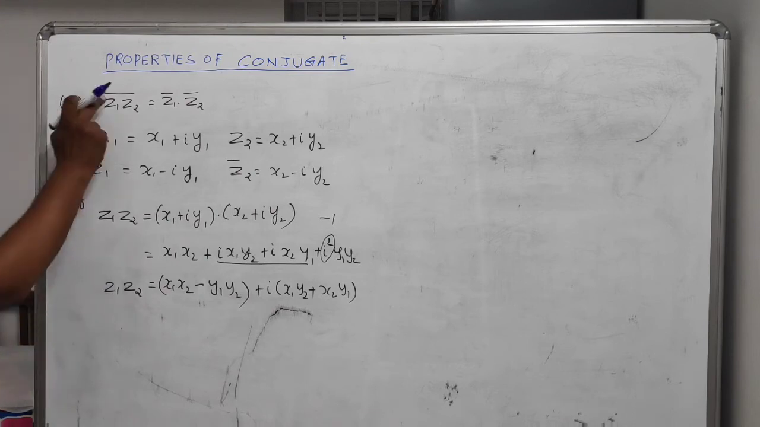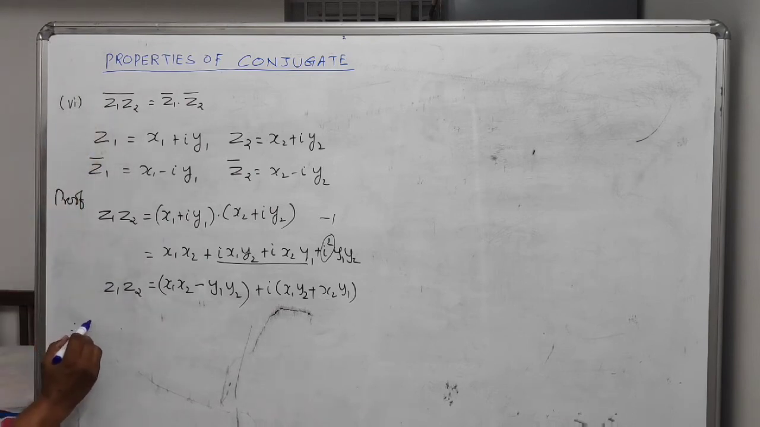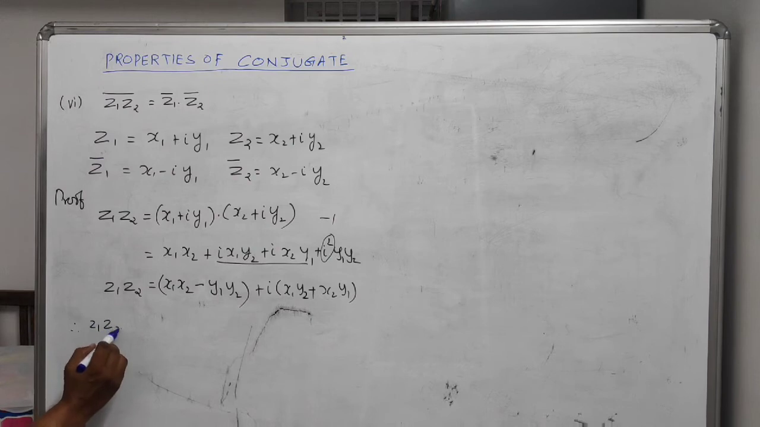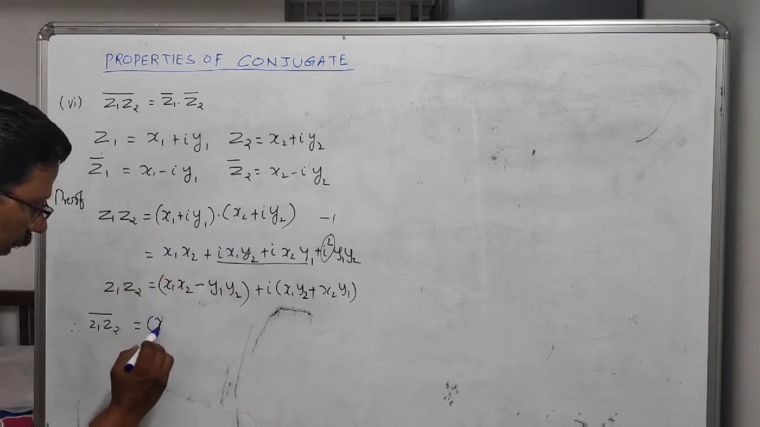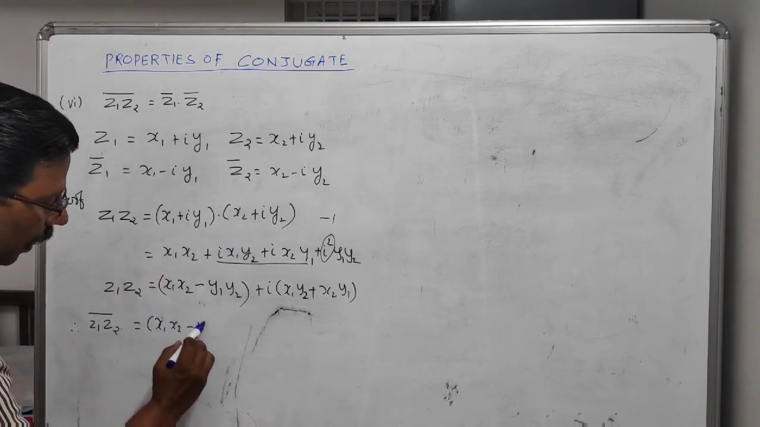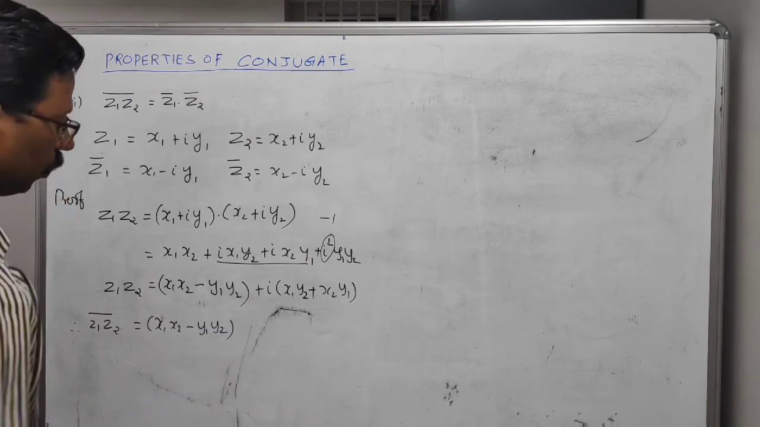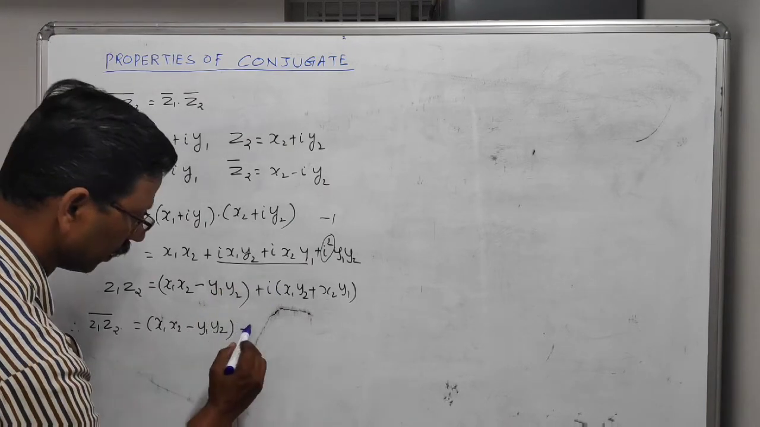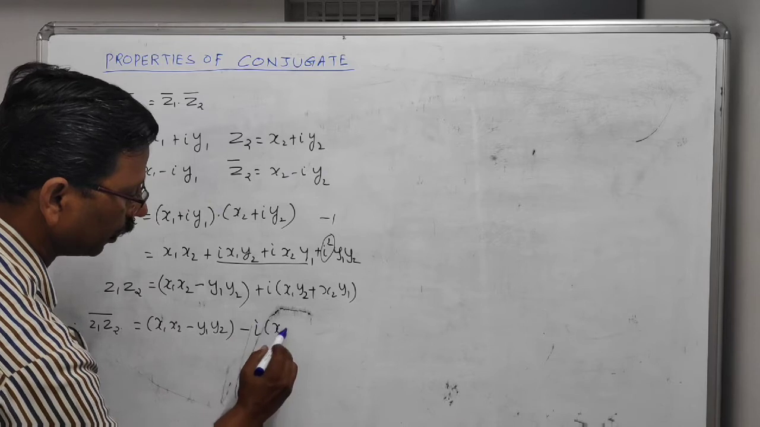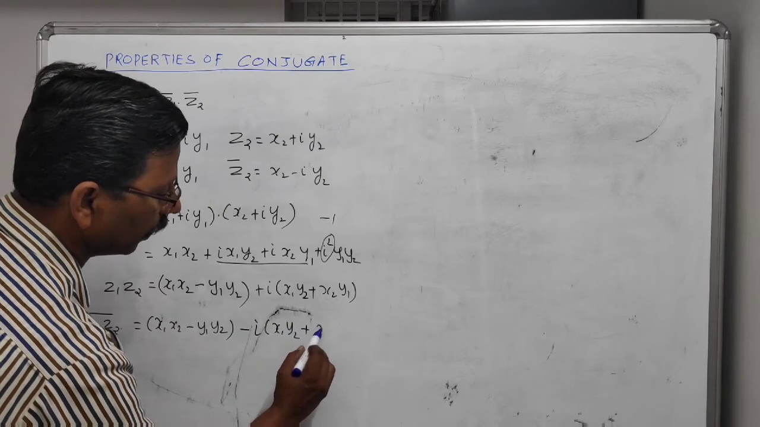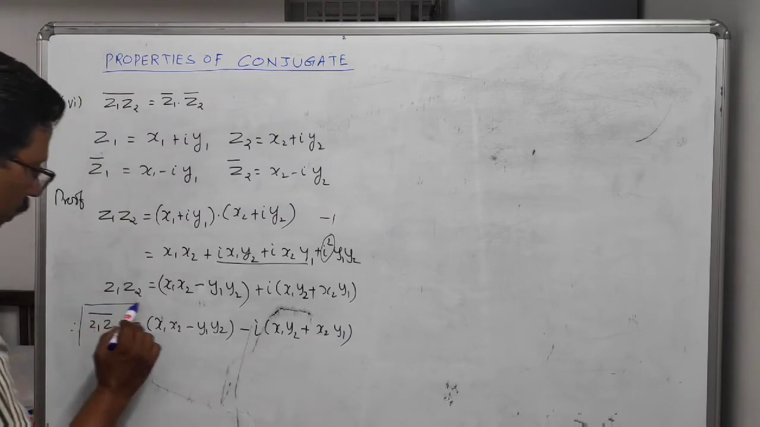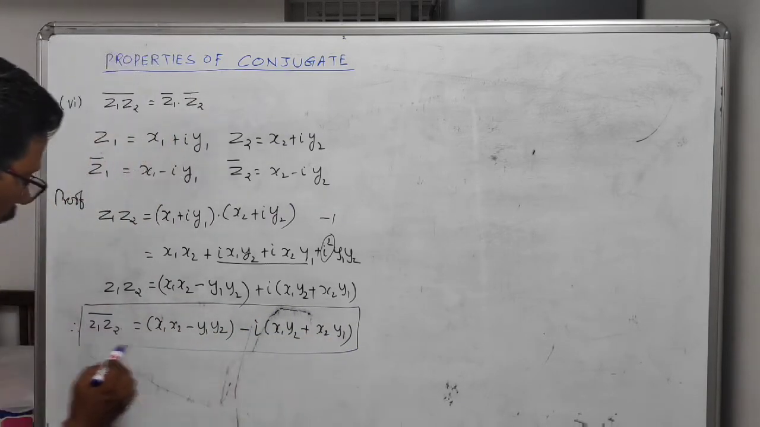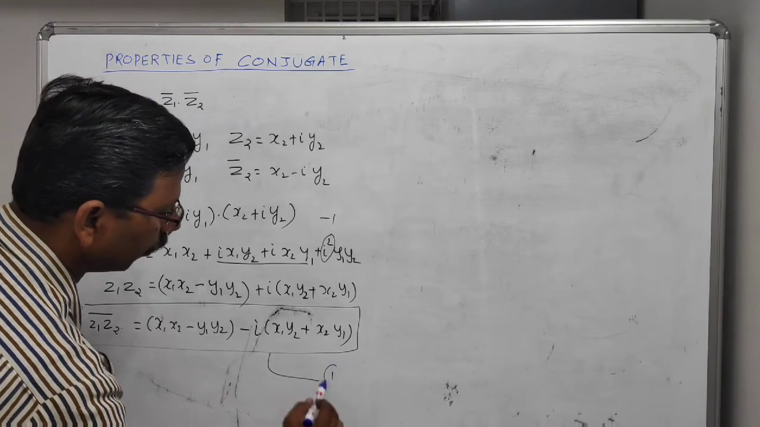After that this is Z1 into Z2. Further you have to take the conjugate, therefore you can say Z1 into Z2 whole bar is equal to, change the sign of this imaginary unit, that is x1 x2 minus y1 y2, here minus i into x1 y2 plus x2 y1. Now this is LHS. Now you can have this as equation number 1.